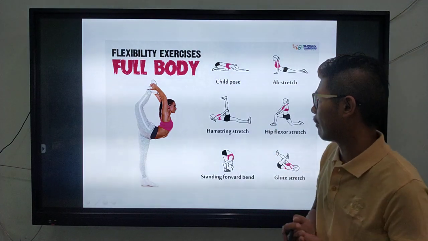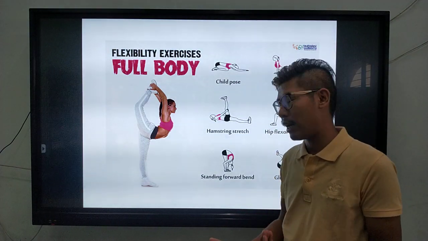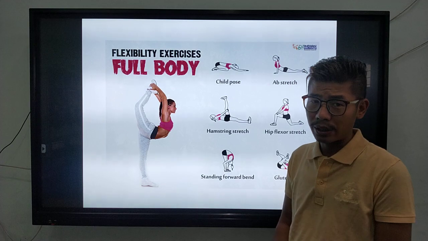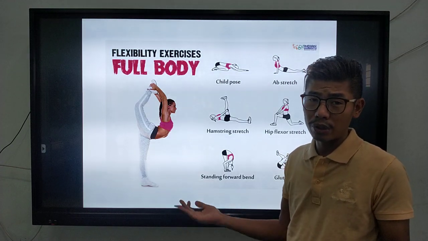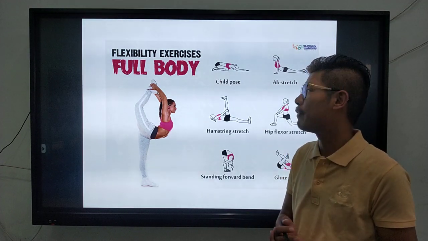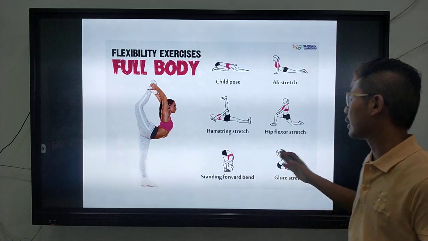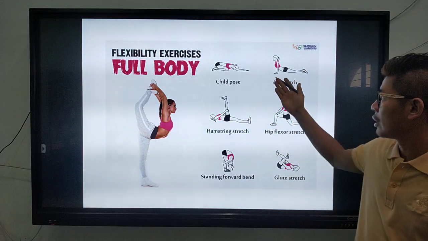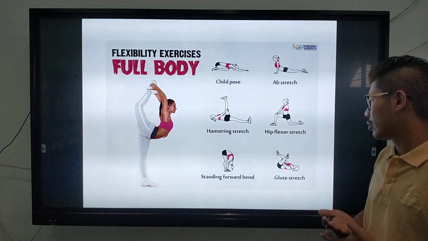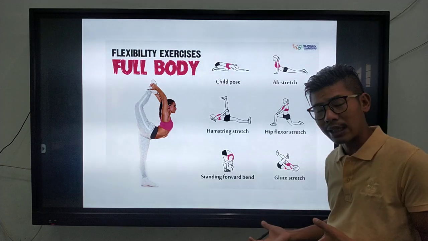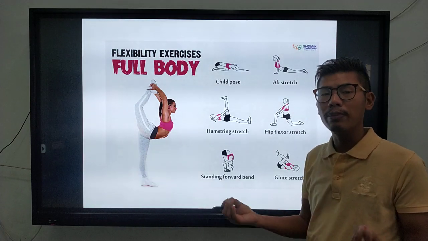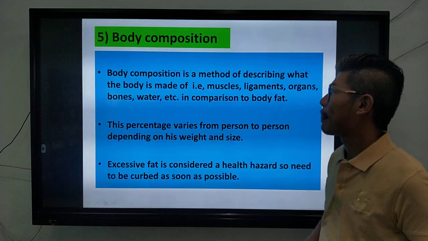Some examples to improve your flexibility: definitely doing yoga, which is a very effective way of improving your flexibility. You can see some of the poses like this: hamstrings, child pose, hip flexion. These are the stretching exercises that you can do at home to improve your flexibility level.